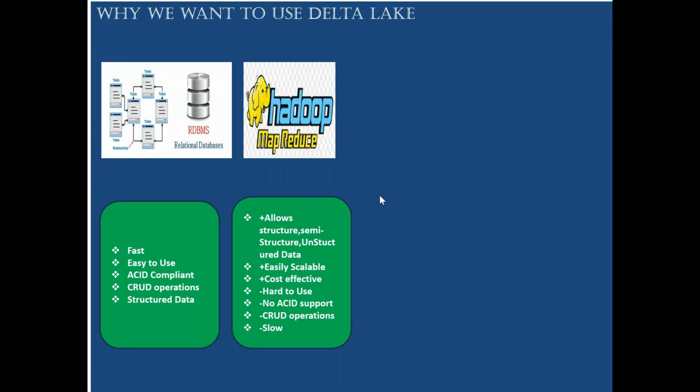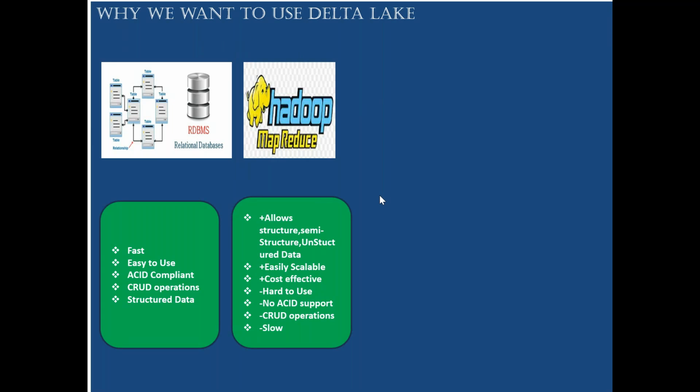Easily scalable, you can store as much data as you have. Cost effective, the cost is also very less compared to the databases. But the problem is Hadoop setup is a little hard to use. Cluster, you have to manage computes, storage, and jobs, so everything is managed at different places. It is hard to use, and it supports only Java. So that is also one of the constraints.